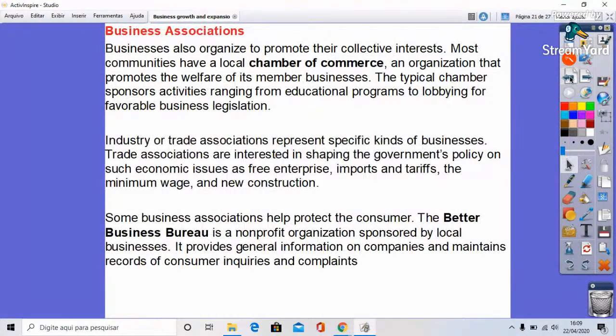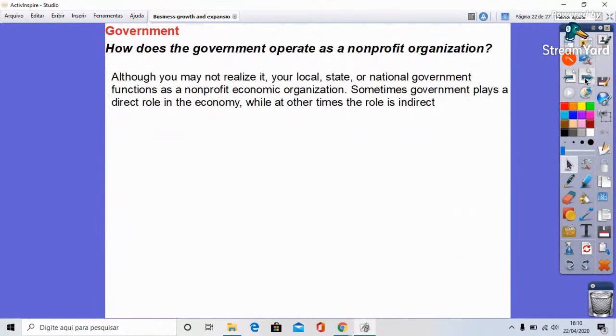Let me talk about this one. Some business associations help protect the consumer. If I'm not mistaken, in Brazil, it's called Reclame Aqui. The Better Business Bureau in the United States is a nonprofit organization sponsored by local businesses. It usually provides general information on companies and maintains records of consumer inquiries and complaints. Like I said, it's similar to Reclame Aqui.